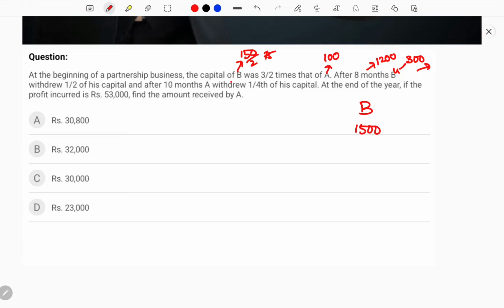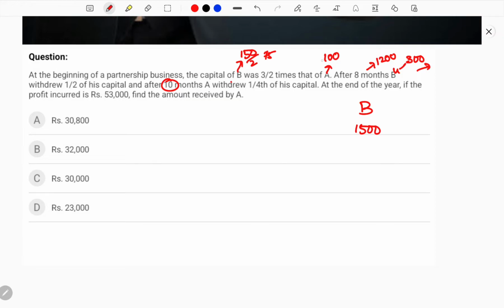Now let me come to A. For 10 months A will be 100 only, so for 10 months it will be 1000. After 10 months it withdrew 1 by 4th. 1 by 4th of 100 is 25. 25 is withdrawn, which means A invests only 75 for the next 2 months. 75 into 2 is 150.